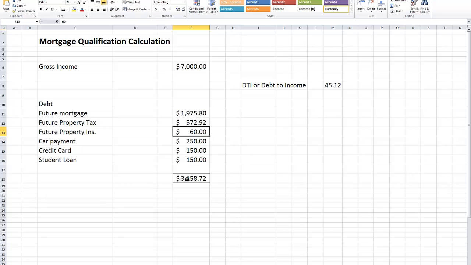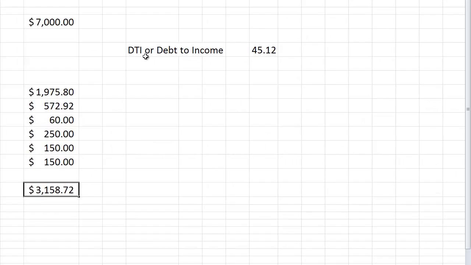So there you have it. Your total monthly debt would be $3,158.72 in this particular case. And what you do is you just figure out what your DTI, or debt to income ratio, would be, and that is basically, you use the total debt and you divide that by the total income. In this particular case, your total DTI would be 45.12.